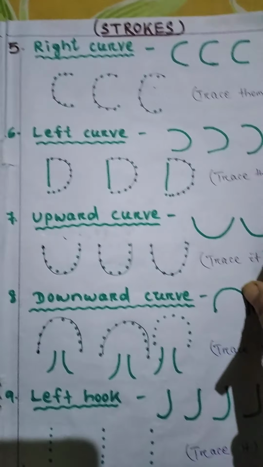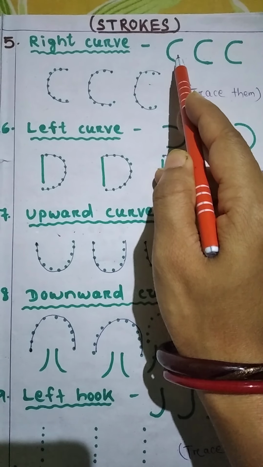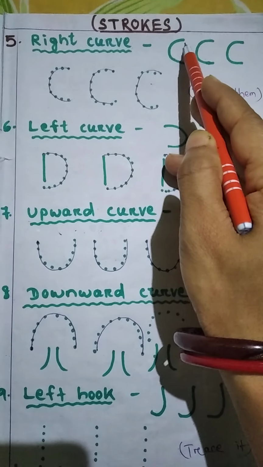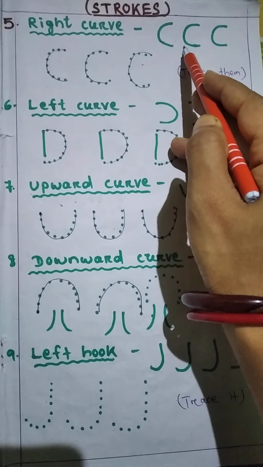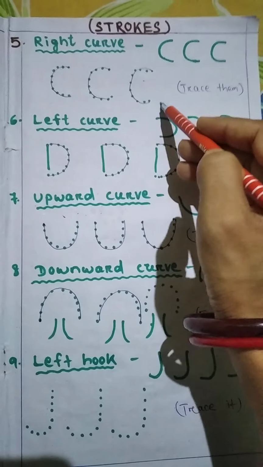Okay, number 5 is right curve. What is right curve? When you start writing a letter C, C is a very good example of right curve. Okay, now you can trace and find the right curve.